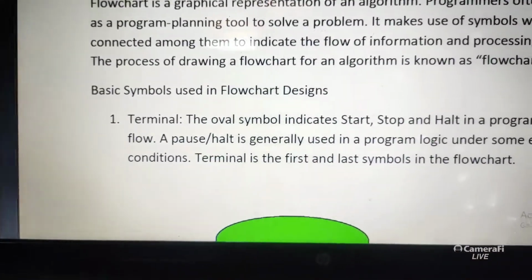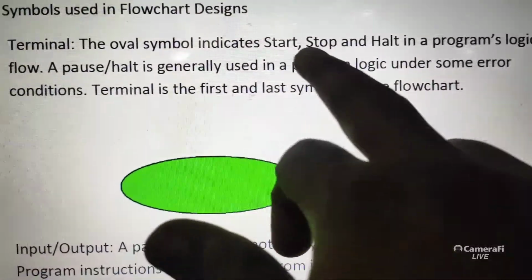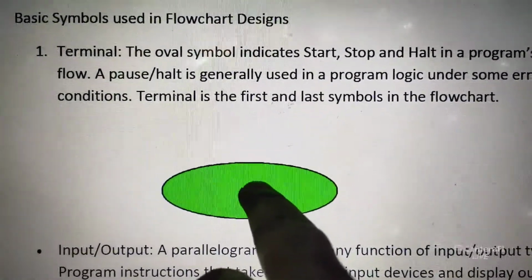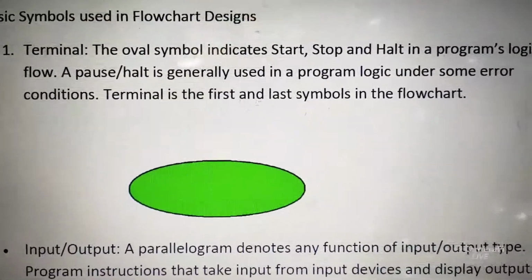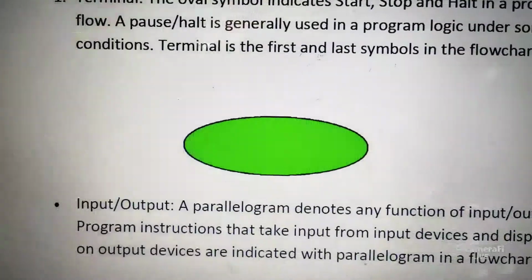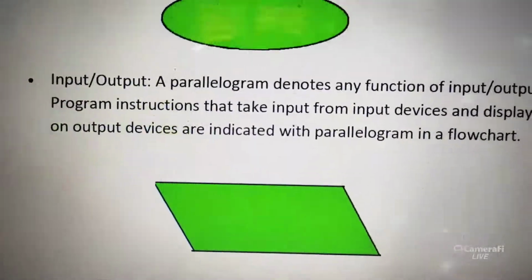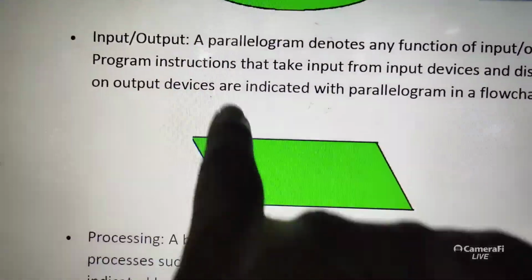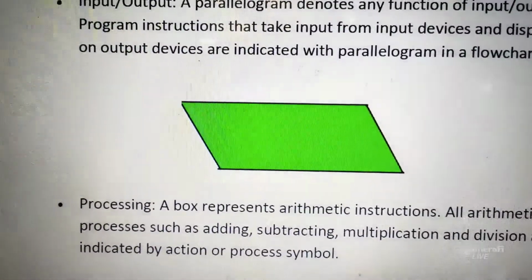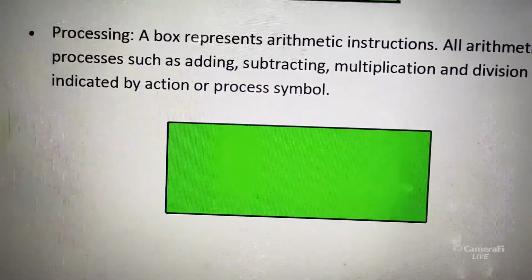So the various symbols used in flowcharts are, first, the terminal symbol. This is the start stop symbol. The oval symbol is used to indicate the start and stop of the algorithm or program. Next, the second symbol, parallelogram. What is the purpose of parallelogram? Input output. When you want to write the input output, parallelogram is used.